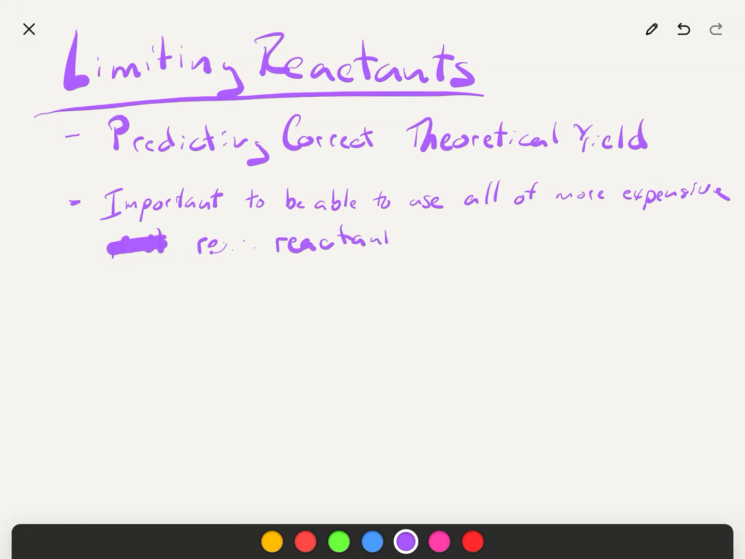Reactant. So it's important to be able to use all of the more expensive reactant, and it's also important because you need to recognize that a reactant can run out.